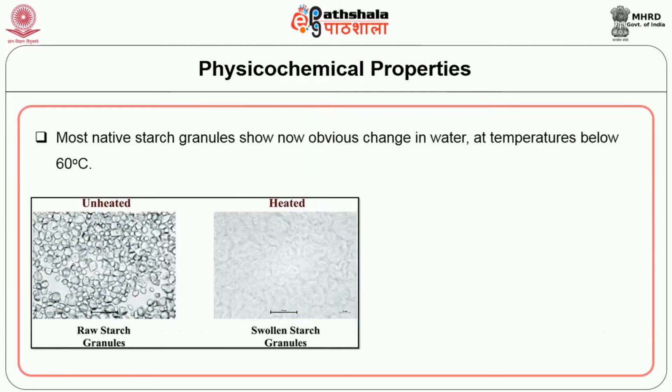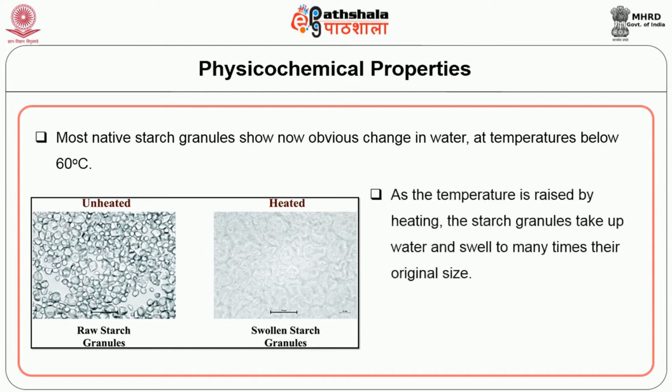Well students, now we will have a brief explanation about the physicochemical properties of starch. Most native starch granules show no obvious changes in water at temperatures below 60 degrees Celsius. As the temperature is raised by heating, the starch granules take up water and swell to many times of their original size.